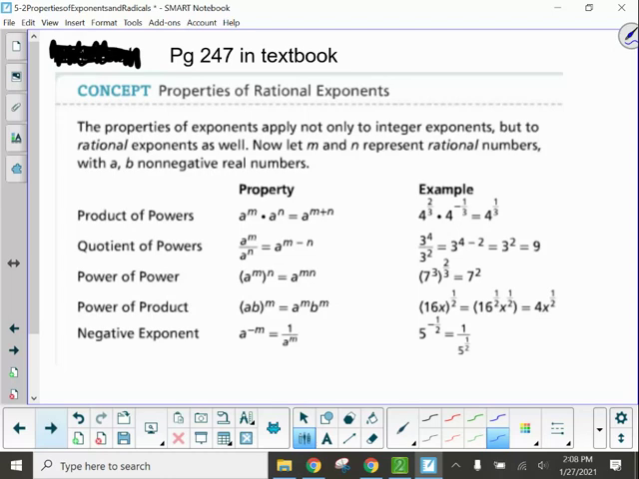We have product of powers. That's where if you have the same base, you can add exponents, whether they're fraction exponents or not. Quotient of powers is where you can subtract exponents if you are dividing two things that have the same base. Power of powers, where you can distribute powers. We actually used that back in 5-1. Power of a product, that's where if you have a product in parentheses and the whole thing is raised to an exponent, you can distribute through that set of parentheses. And then negative exponent, if you have a negative exponent, that really means reciprocal.